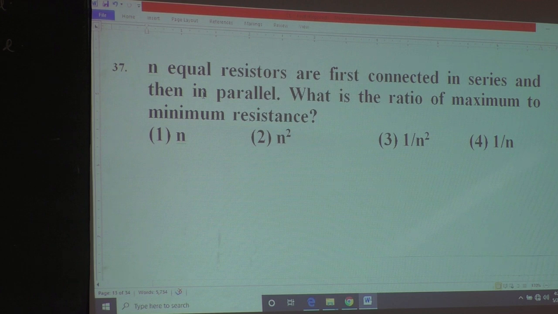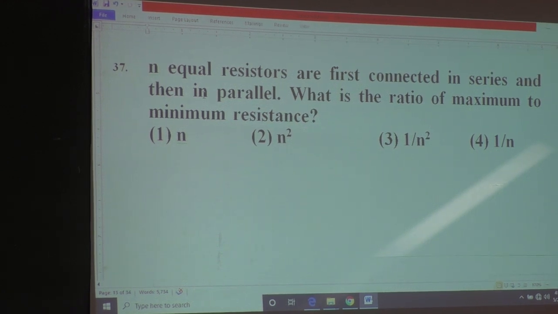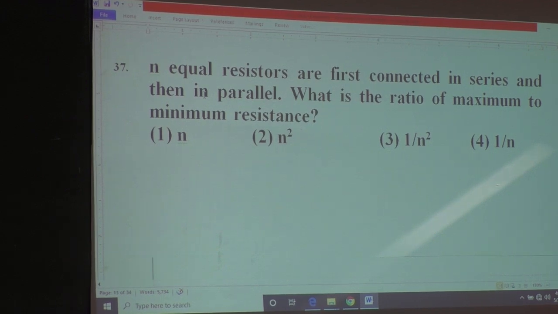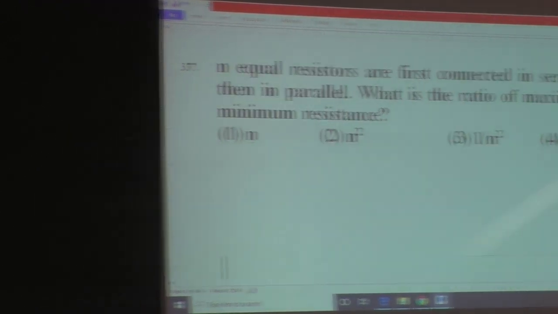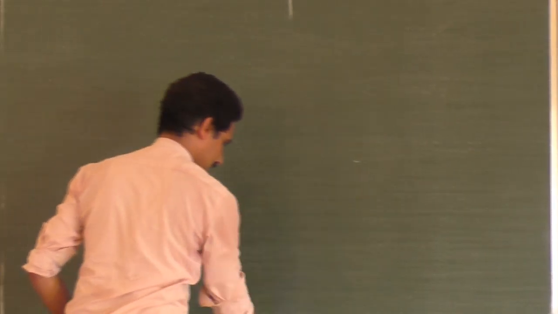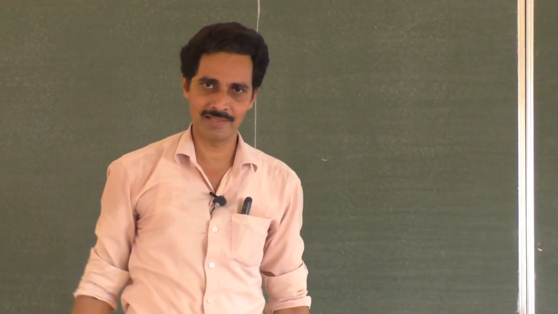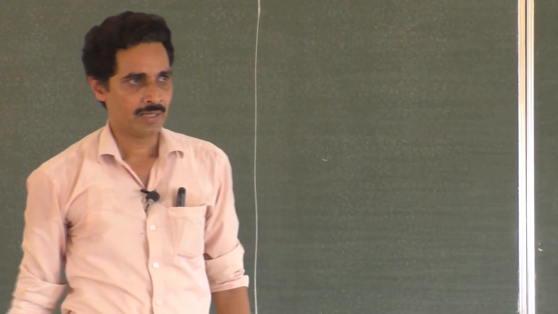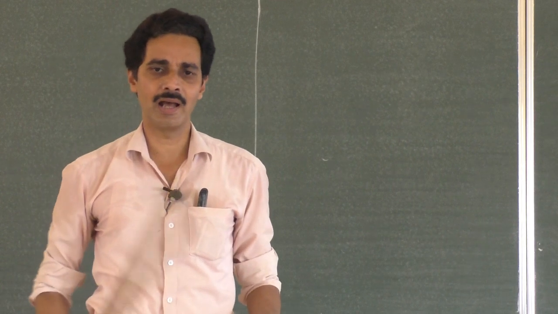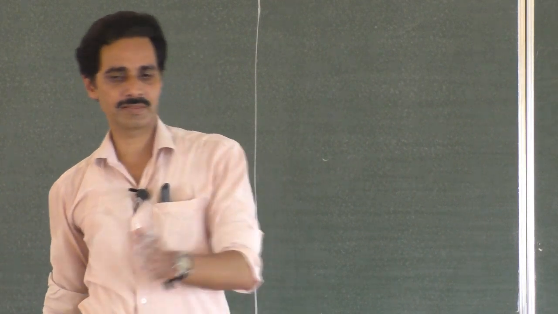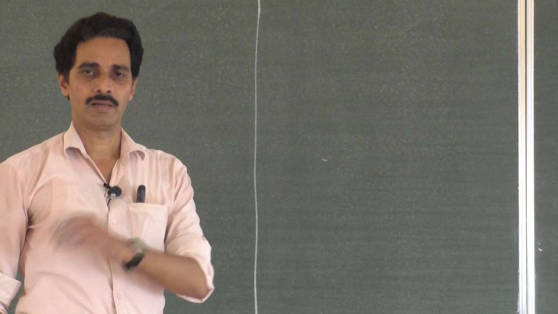Yeah, we have unequal resistors, and once they are connected in series and another time in parallel, what is the ratio of maximum to minimum resistance? Okay, coming back to the board, you know that when unequal resistors are connected in series, it is NR, because if you have R in series, R plus R plus R plus R plus R, NR.